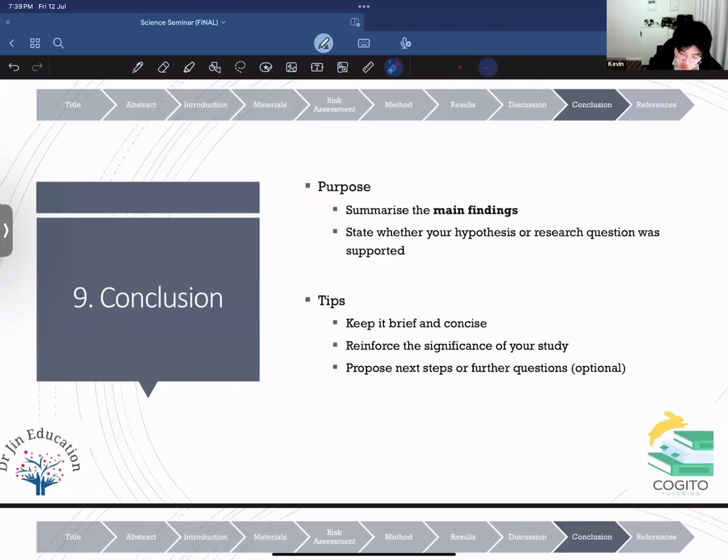The purpose is to summarize the main findings. Okay, state whether your hypothesis or research question was supported. The tip is to keep it brief and concise. Reinforce the significance of your study, and then you can propose next steps or further questions, but that's optional. That's like a nice cherry on top, okay?